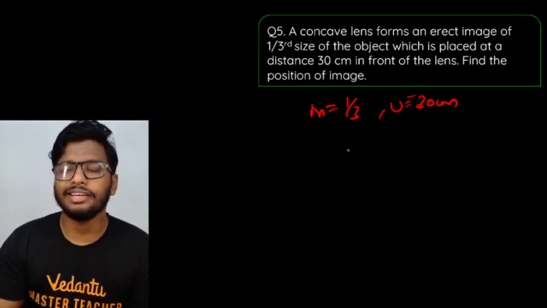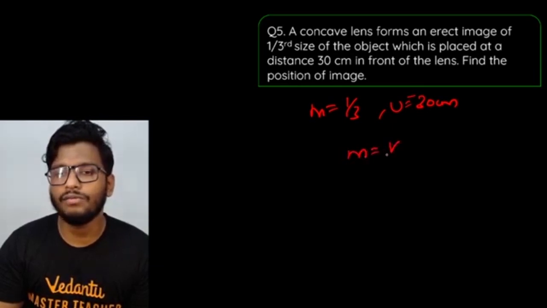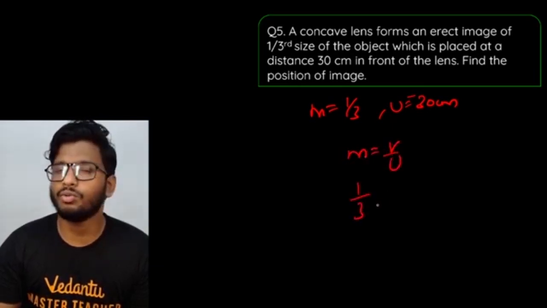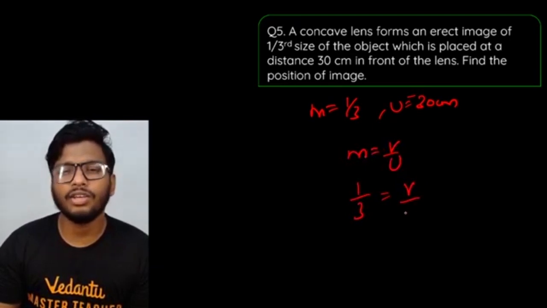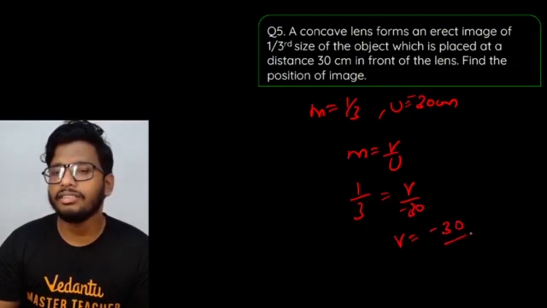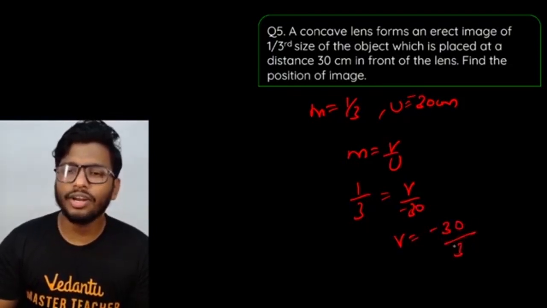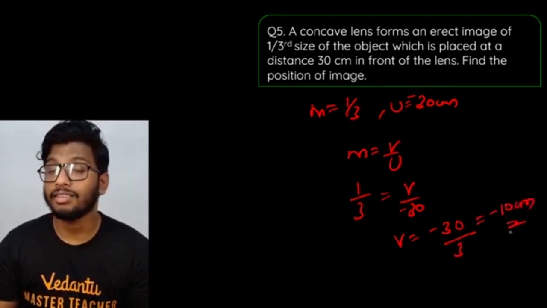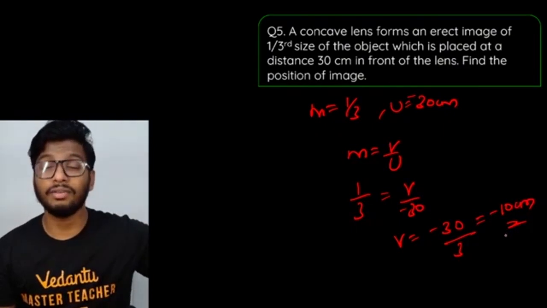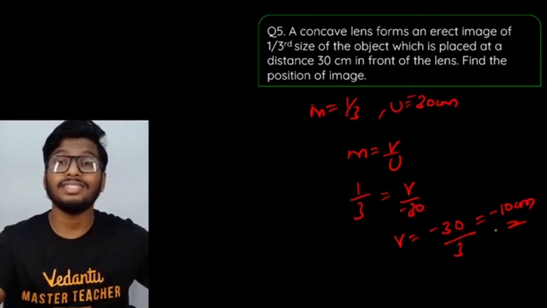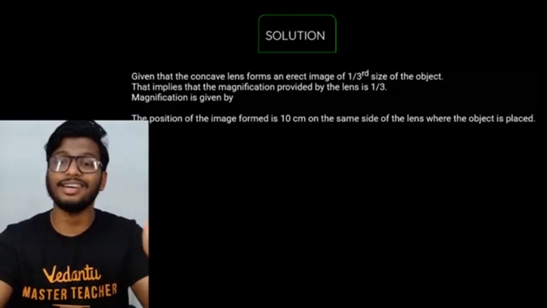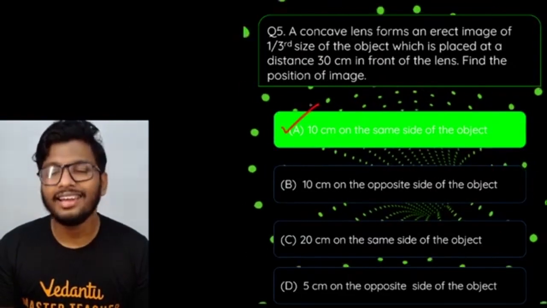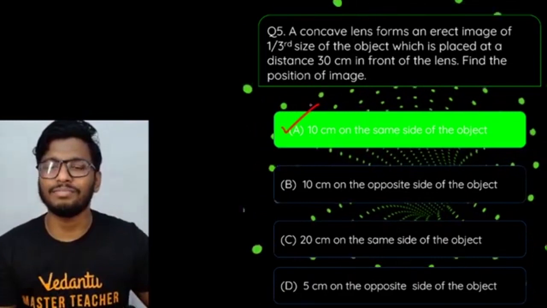How do you do it? See guys, I showed you the formula. M is equal to V by U. I know M is equal to 1/3. And U is what? Minus 30. So what is V? V is equal to minus 30 divided by 3. Simple. So what are you going to get? Minus 10 centimeter. Minus 10 means the image is going to be formed on the same side as that of the object. So the answer, people, is going to be option number A, 10 centimeters on the same side of the object.